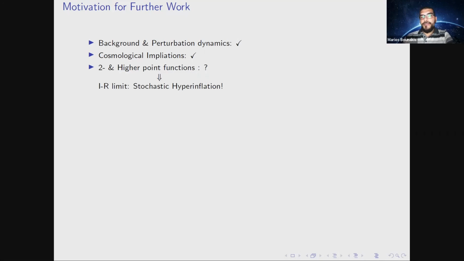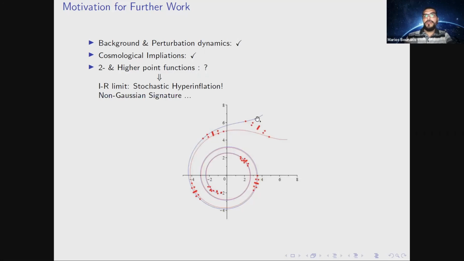As a teaser for that future work, I offer here a plot of an initially Gaussian-like distribution of field configurations bounded by 2 neighboring trajectories. And as you can see, they evolve into something that appears to adopt a non-Gaussian signature.